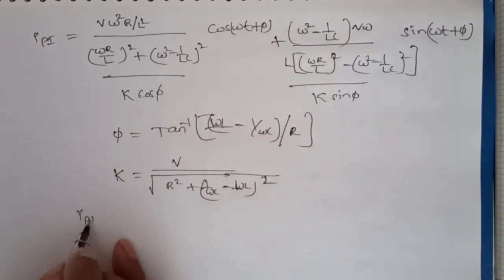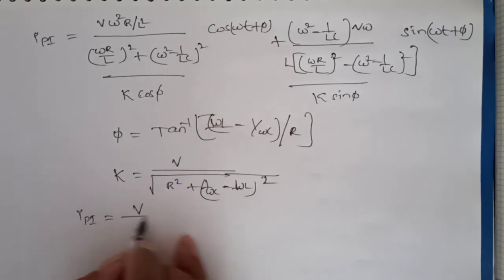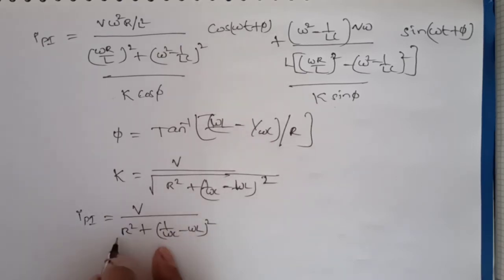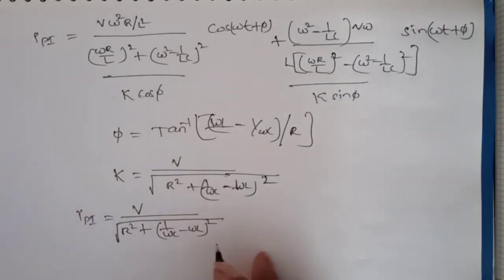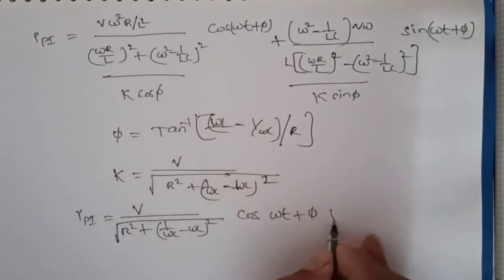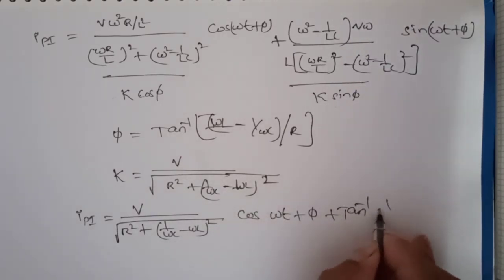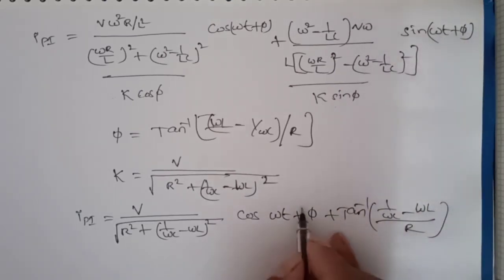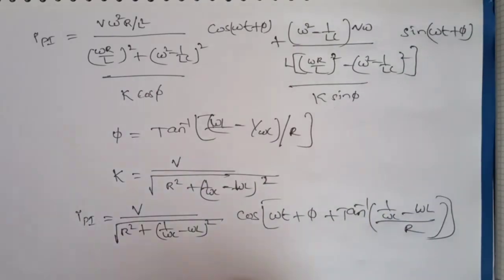Then the particular integral will be simplified to V by square root of R square plus 1 by omega C minus omega L whole square into cos of omega t plus pi plus tan inverse of 1 by omega C minus omega L by R. This is only for the particular integral solution.